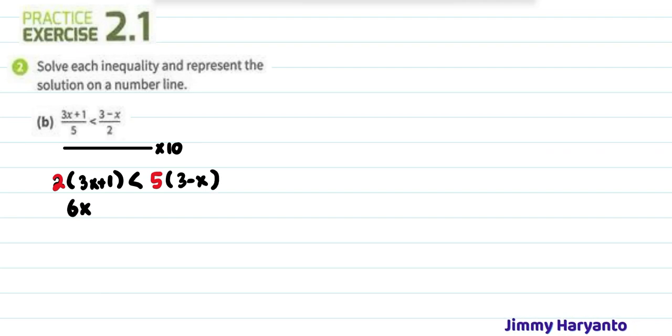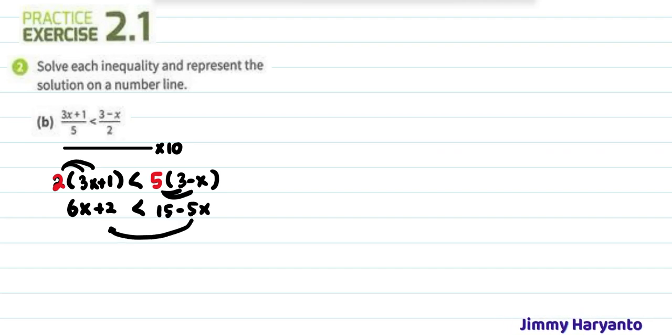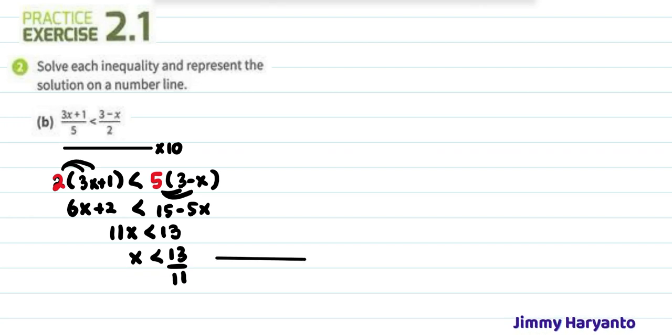And then you will multiply this. So 6x plus 2 less than 15 minus 5x, and then I will move the negative 5x to the other side. I will have 11x less than 15 minus 2. Move the 2 to the right hand side. 15 minus 2 equals 13. So x less than 13 divided by 11. And the number line will be like this. 13 over 11. Go to the left.